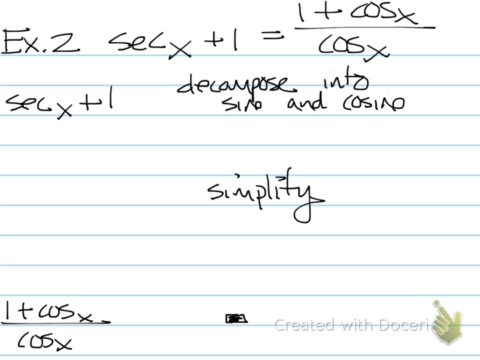For the next example, we need to basically plug in the statement on that second line. To get the statement on the second line, we need to decompose the secant plus 1 into sine and cosine. Secant is 1 over cosine. So we're just going to replace the secant with 1 over cosine and then the plus 1.